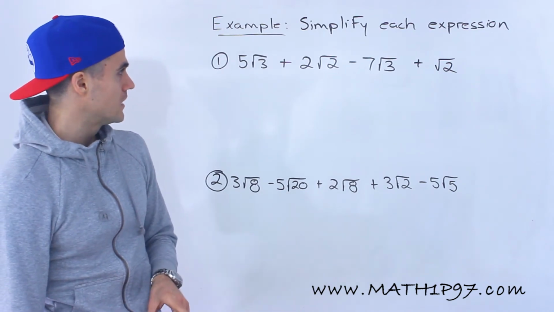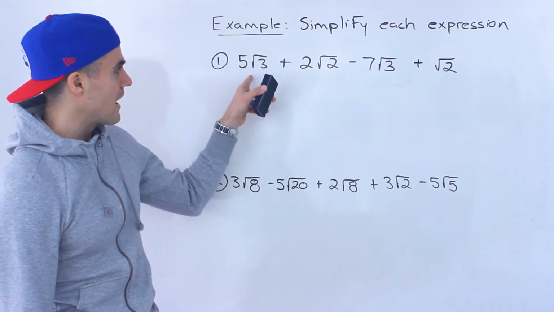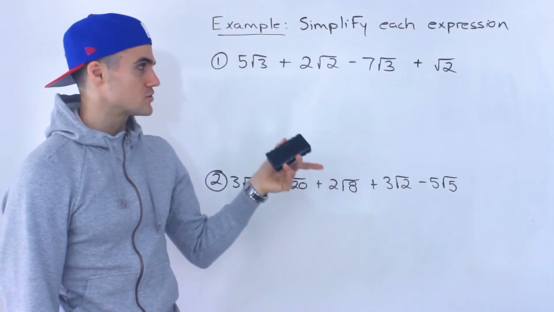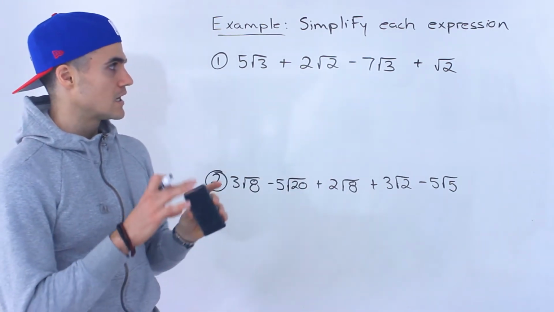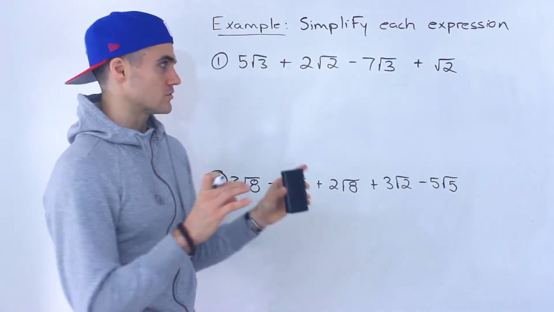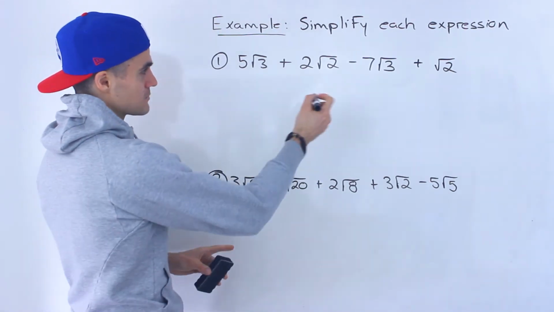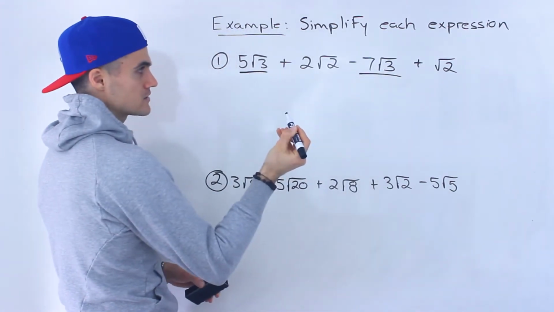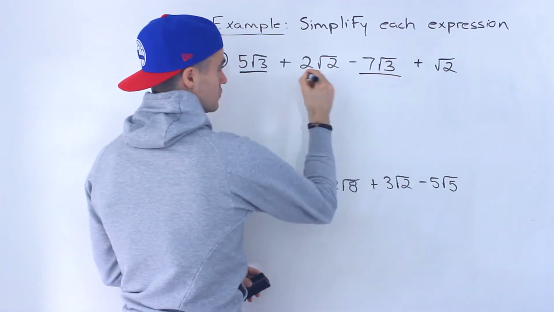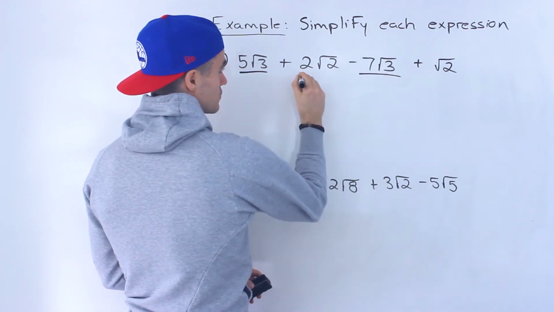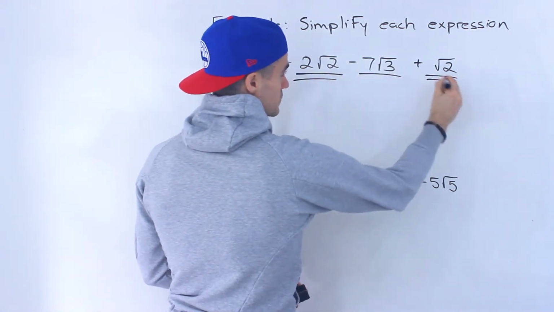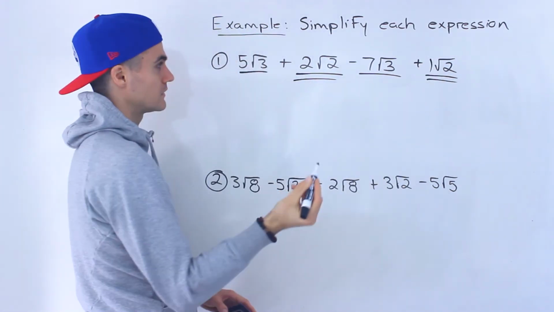In this video what we've got to do is simplify these two expressions over here. Starting with number one, we have 5 root 3 plus 2 root 2 minus 7 root 3 plus root 2. If you notice, the like terms with radicals are the ones that have the same square root. So this and this are like terms, and then this 2 root 2 and that root 2 are like terms as well. There's an imaginary 1 right there.